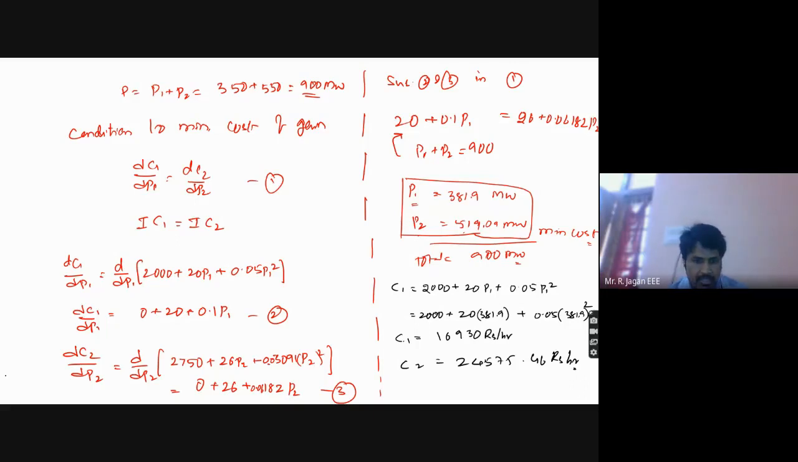So this is the cost after load scheduling. Note it down, Babu, everyone.